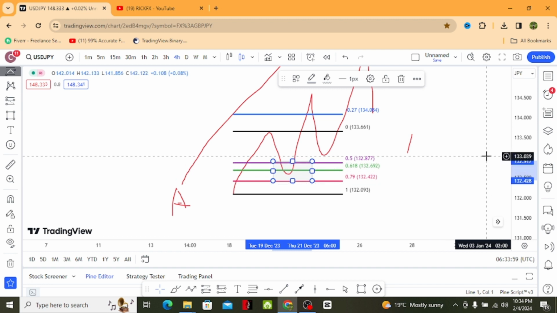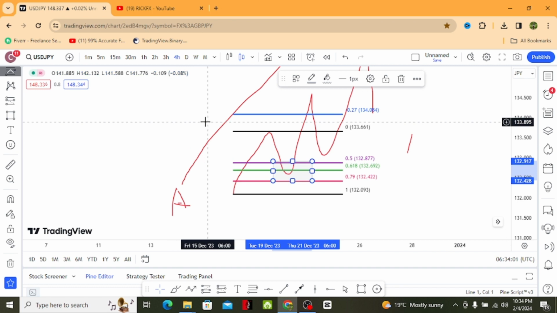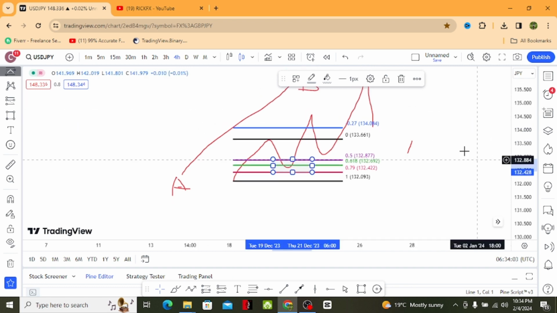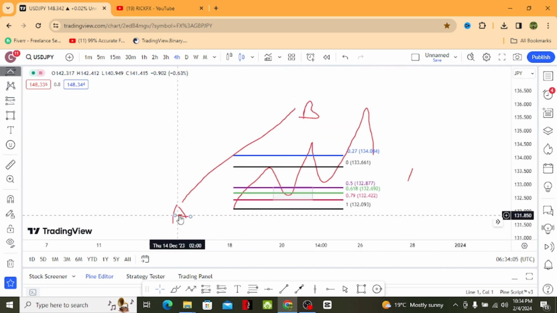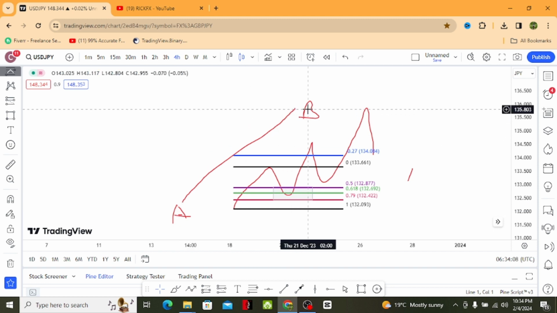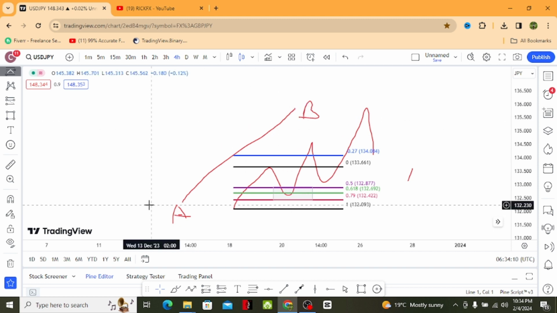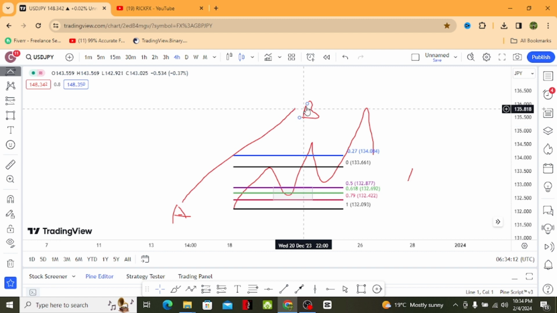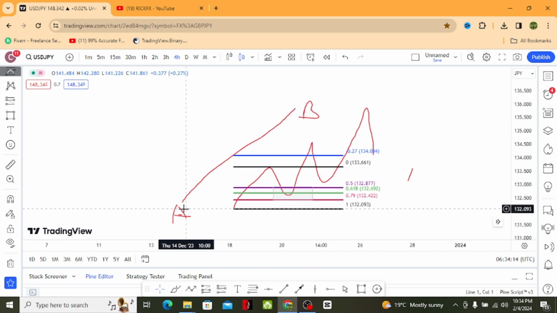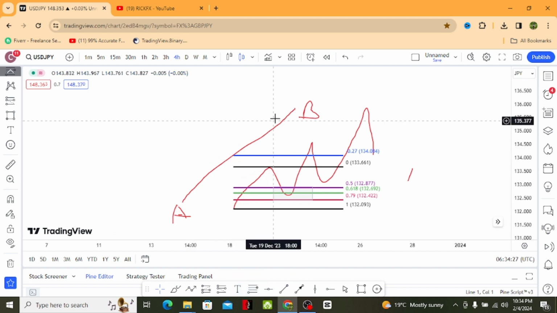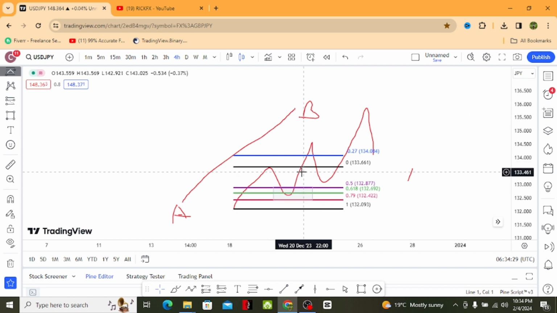Okay, for a downtrend, let me just explain. Look at it, let me show you something here. From this point A to point B is considered as the 100%. From A, this is 0%. From point A to point B is considered as 100%. Now, what Fibonacci retracement does is that mostly price will retrace from point B to the 50%.